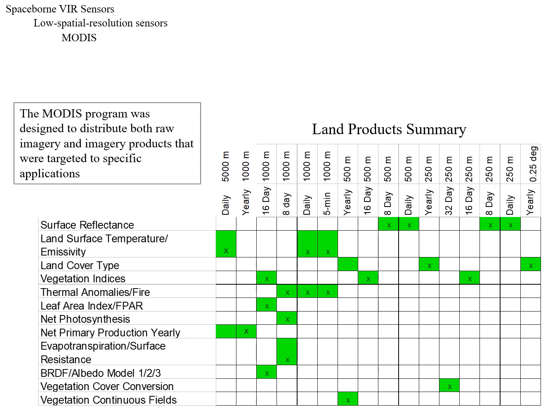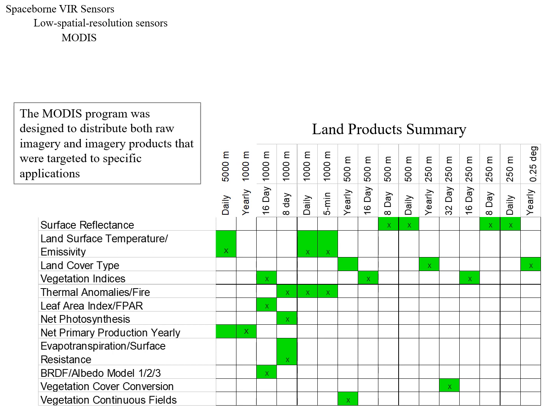A product that looks into just giving you whether or not there's been a vegetation conversion from one type to another, and then a vegetation continuous fields that we'll discuss. If you look on this table, they're all produced at various spatial resolutions and temporal resolutions. So for instance, land surface temperature is produced daily at a 5 kilometer spatial resolution. And net primary productivity is produced yearly at a 1 kilometer spatial resolution.